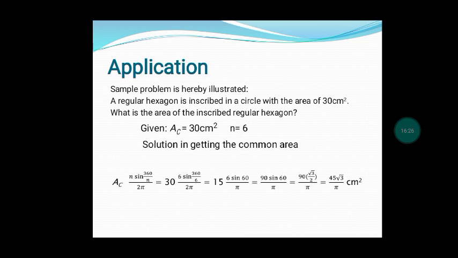And then we multiply 15 by 6, so it becomes 90 sine 60 over pi. And then we simplify sine 60, which is the square root of 3 over 2. Then we divide 90 by 2. So the result is 45 square root of 3 over pi cm squared. So that is the common area of both shapes, 45 square root of 3 over pi cm squared. That is the application of the formula we made.